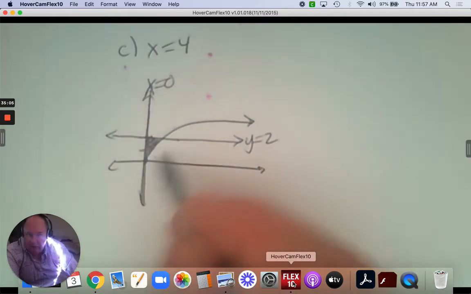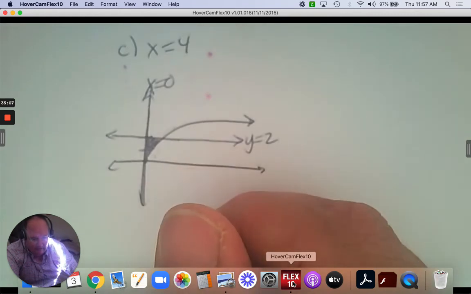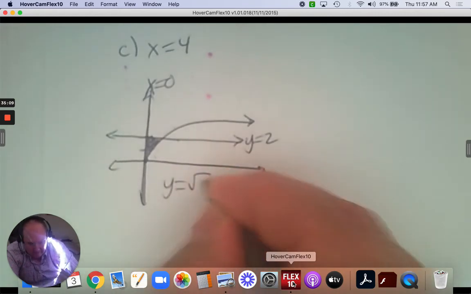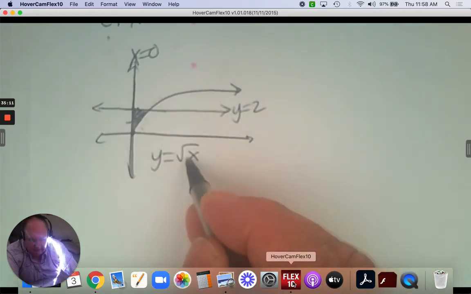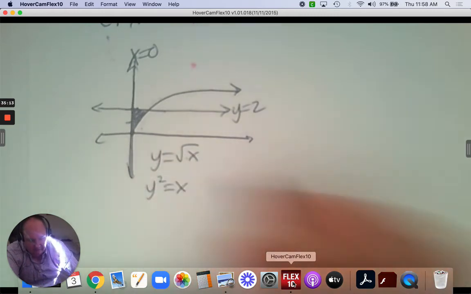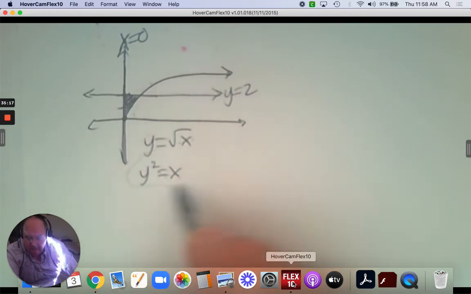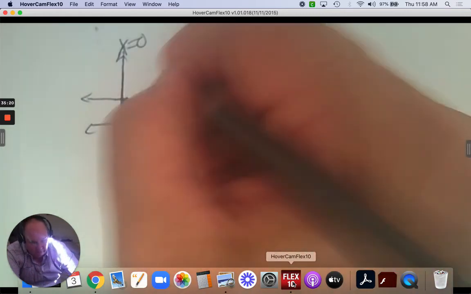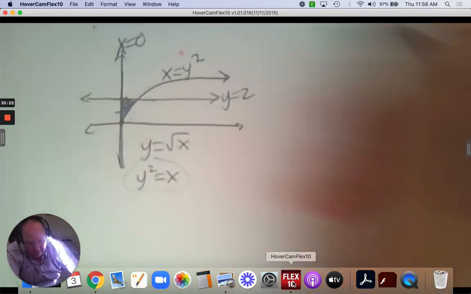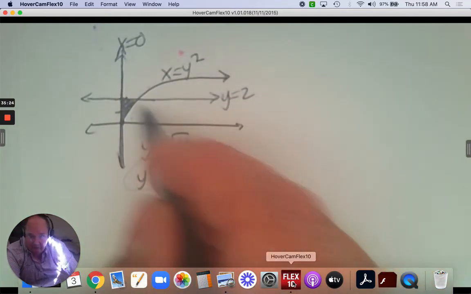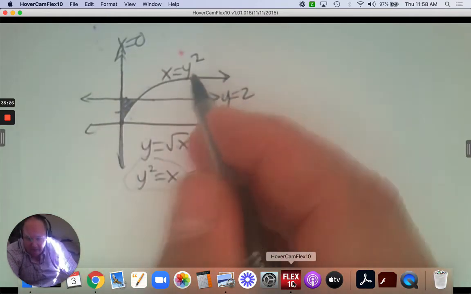Now, if I'm going to go sideways, I can't have it say y equals root x. Instead, I have to solve for x. So I'm going to square both sides. So x is equal to y squared. That's what I need. So this is really x equals y squared, so it's in terms of y. When I go sideways, that's what I'm going to use.